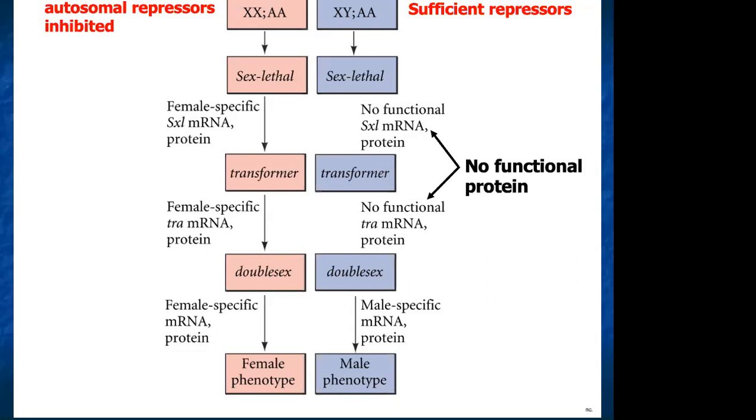So all the progeny would be male in that situation. Double sex is called double sex because depending upon where the mutations are located, it will either affect the female-specific protein or the male-specific protein. So you can get either, again, depending upon where the mutation occurs.